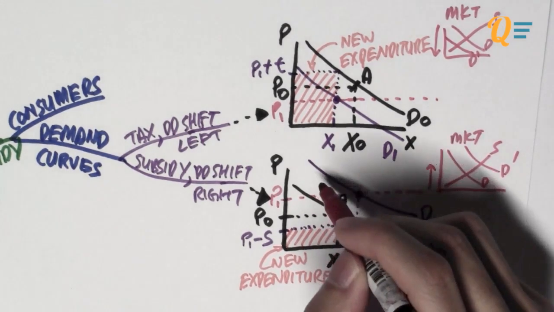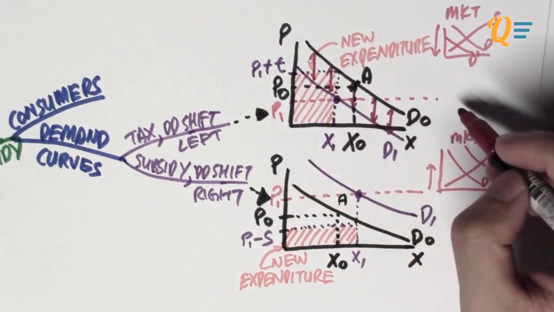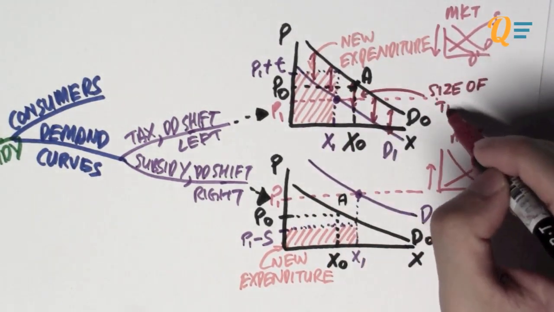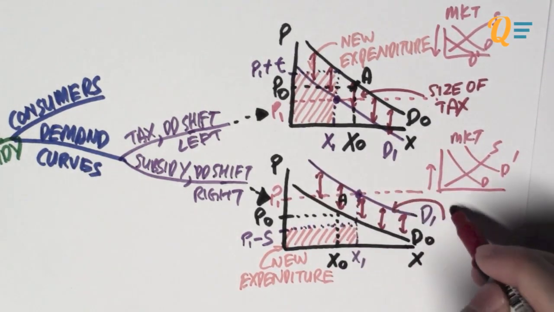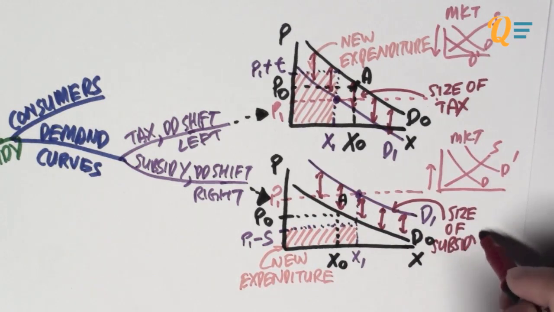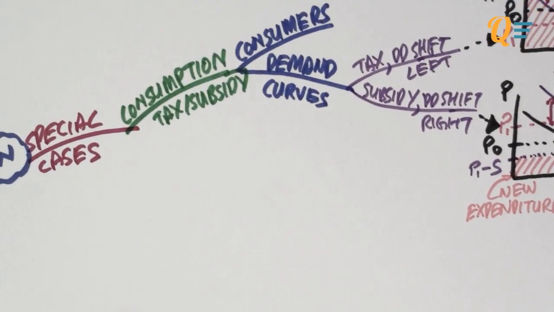So what you notice here is that this vertical distance between the old and the new demand curve actually refers to the size of the tax that is imposed on the consumer. And for the subsidy, the distance between the old and the new demand curve is the size of the subsidy that the consumer is getting. Okay, so that's the easy part.